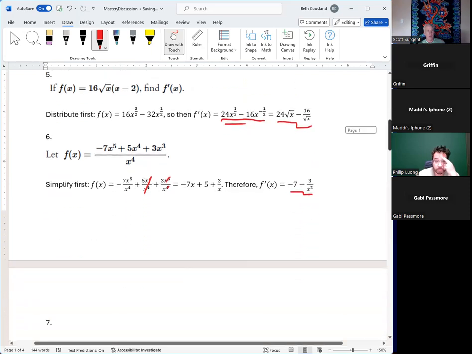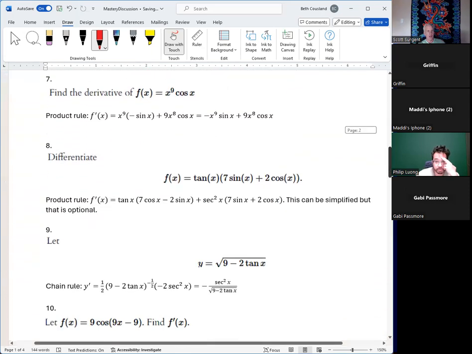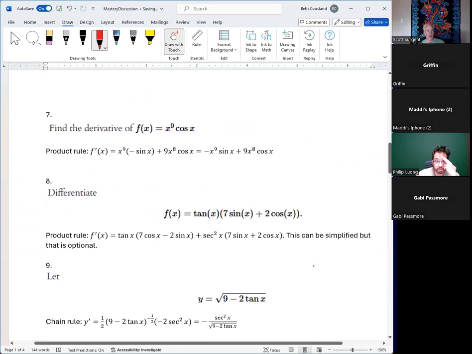All right, let's move along. So 7, 8, and 9. For 7, you have x to the 9 power times cosine. And here you have to use the product rule. There's no way around it. So I just did first times derivative second plus second times derivative first. Actually, it's the other way around. Second here times derivative first. And then I just did a slight little bit of cosmetic manipulation. Just looks a little cleaner here.